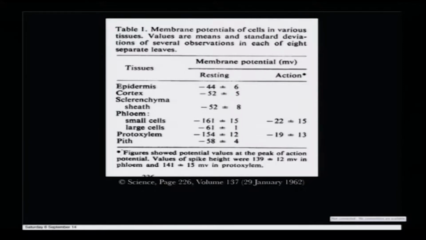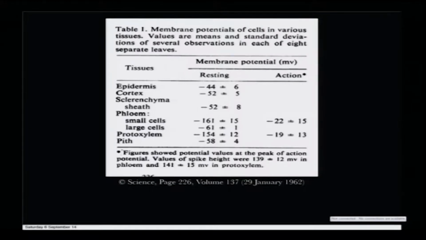The reason I am putting all these things here is the shift when there is an action potential, where you see that asterisk. That tells you that from minus 161 it shifts all the way to minus 22. So, you are realizing that there is almost an 8 times reduction in the membrane potential. Similarly, from minus 154 it goes to minus 19.